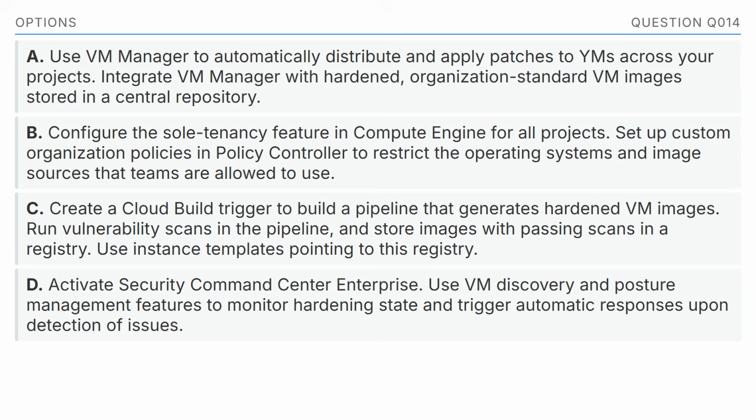Option C, create a Cloud Build trigger to build a pipeline that generates hardened VM images. Run vulnerability scans in the pipeline, and store images with passing scans in a registry. Use instance templates pointing to this registry. Option D, activate Security Command Center Enterprise. Use VM discovery and posture management features to monitor hardening state and trigger automatic responses upon detection of issues.